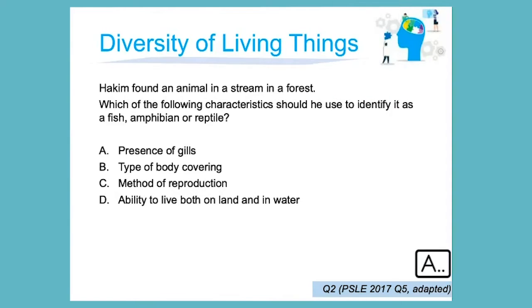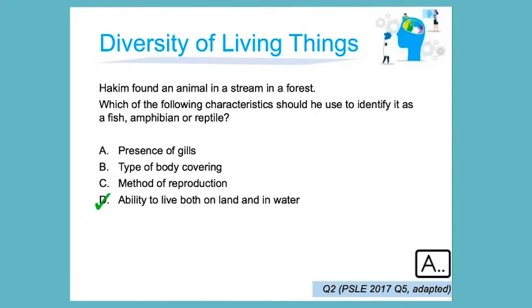Hakim found an animal in a stream in a forest. Which of the following characteristics can he use to identify it? That means using just one characteristic to differentiate whether this particular animal is a fish, an amphibian, or a reptile. If I look at the presence of gills, will it help me differentiate between a fish, an amphibian, or a reptile? I know fish have gills, but both the amphibian and the reptile may not have gills. So I still won't be able to differentiate between an amphibian and a reptile if I go with A, right?